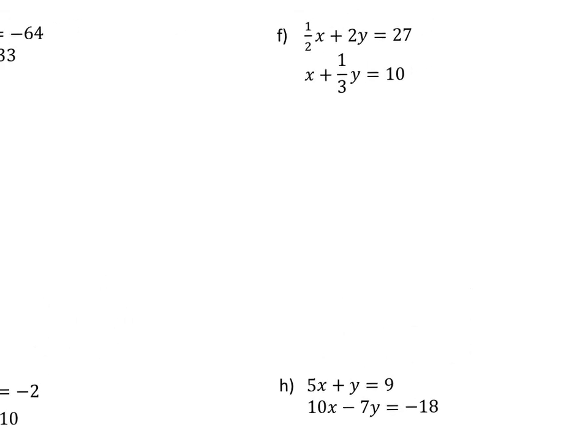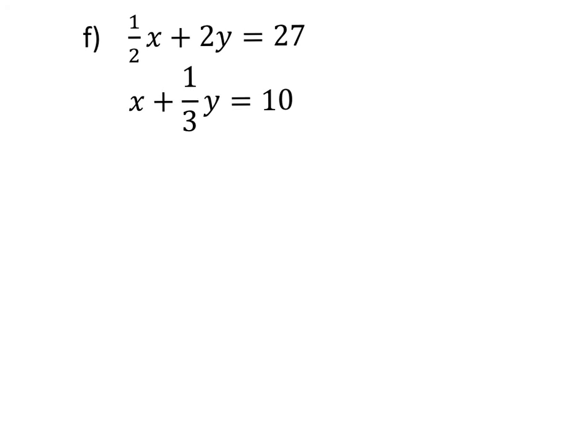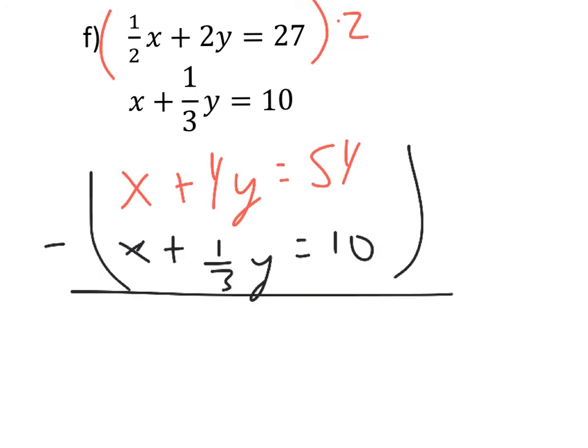I'm going to move and do letter F for you, as that's our first one with some fractions. So I see half x, 1x, 2y, 1/3 y. If I multiply this entire first equation by 2, I'll get rid of that fraction. So that's what I'm going to choose to do. x plus 4y equals 54. The second equation, x plus 1/3 y equals 10. So now our x's are the same, so we're going to subtract. x minus x cancels, so we're left with y. 4y minus 1/3 y is 3 2/3 y.